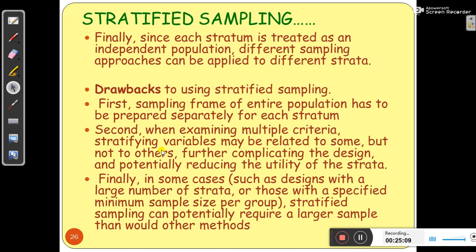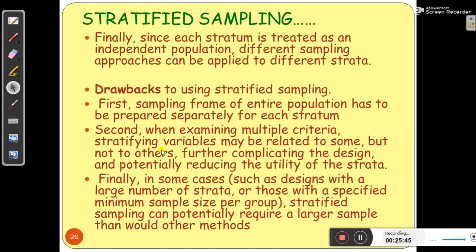Second, when examining multiple criteria, stratifying variables may be related to some but not to others, further complicating the design and potentially reducing the utility of the strata. So when we examine multiple criteria, those variables may be related to some and not to others, which complicates the design and potentially reduces the utility of the strata.